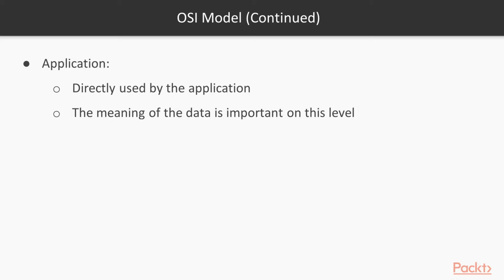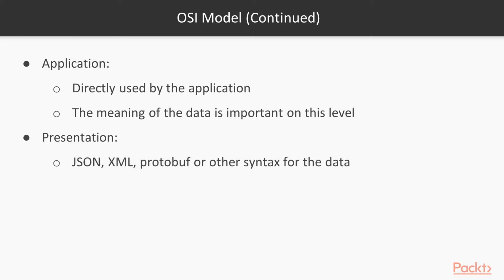And then the next level is where we pass the data on, and that's the presentation level, which cares about the formatting of the data. It can be JSON, it can be XML, it can be protobuf or some other syntax for the data, textual or binary format. This is about how the data is converted from its meaningful structure into a certain byte stream that we can send over the network, and on the other end of the network the application we are communicating with can understand this format and restore the data.